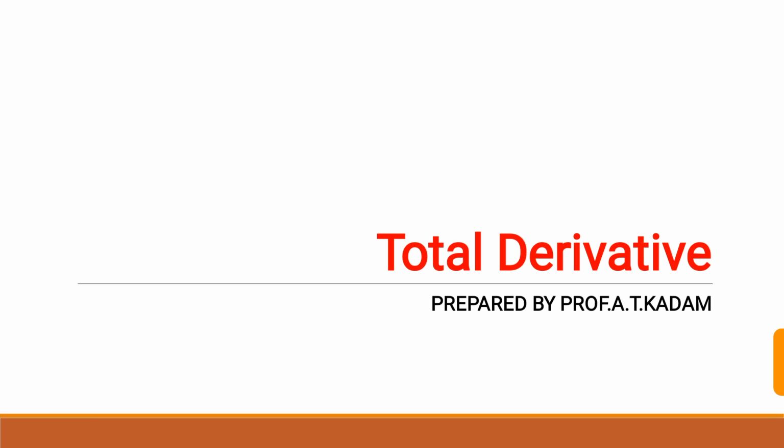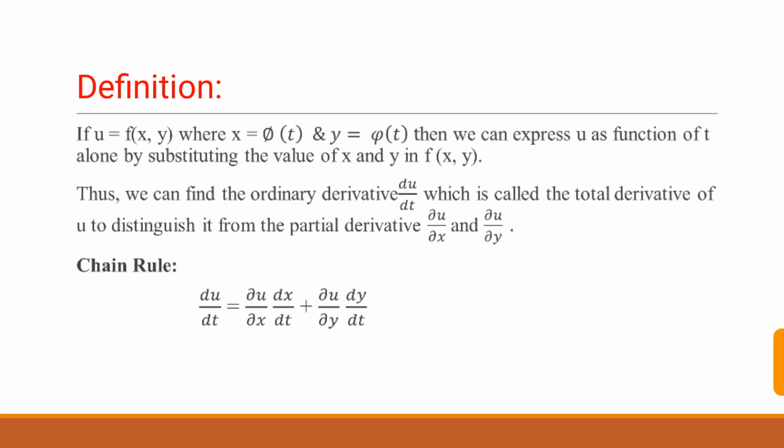Let's see the definition of total derivative. If u is equal to f of x y, where x is equal to phi of t and y is equal to psi of t, then we can express u as a function of t alone by substituting the values of x and y in f of x y. Thus, we can find the ordinary derivative du by dt. Ordinary derivative means it contains only one independent variable, which is called the total derivative of u.